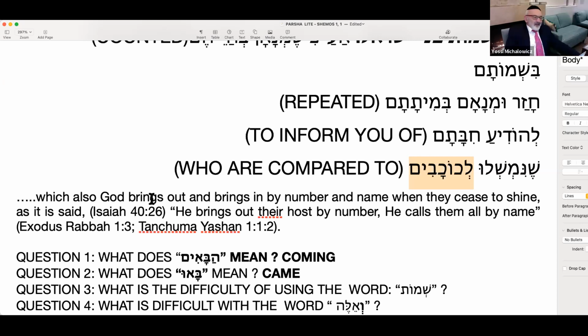Important. Okay, but how about your kids? How about when you're a counselor? Ever been a counselor in camp? Yeah. And you have to take 25 kids somewhere? How many times do you count them? Oh, frequently. I always lose it. Okay, anyway, so they are compared to stars.